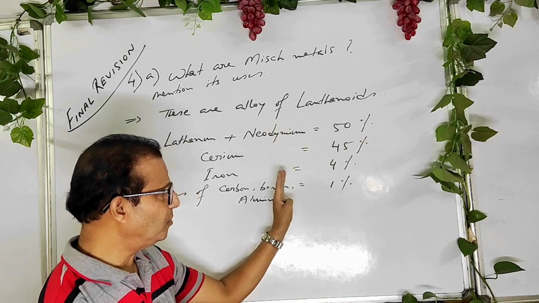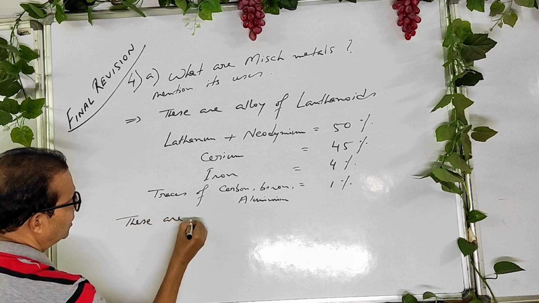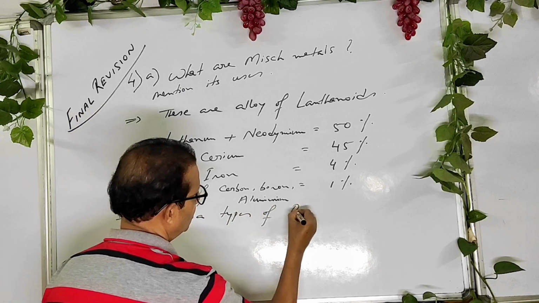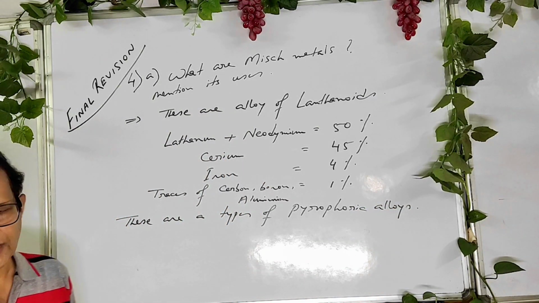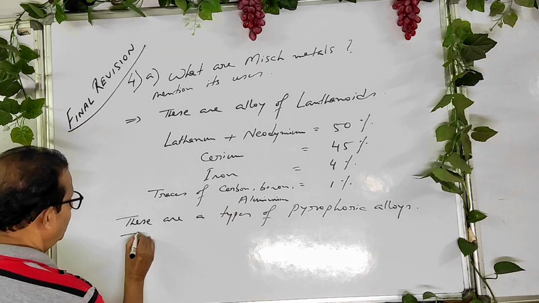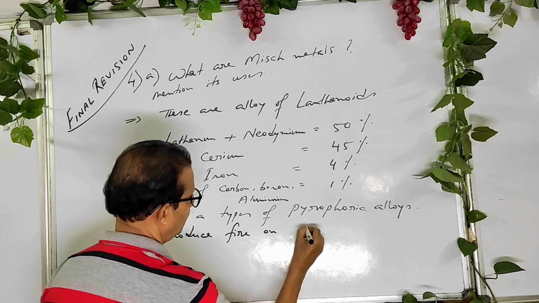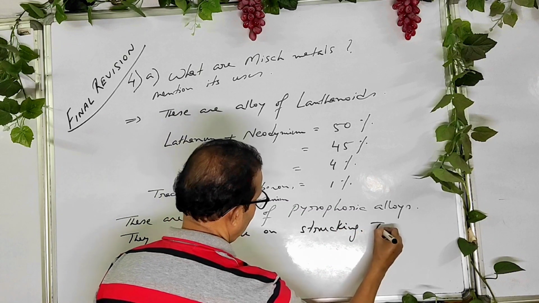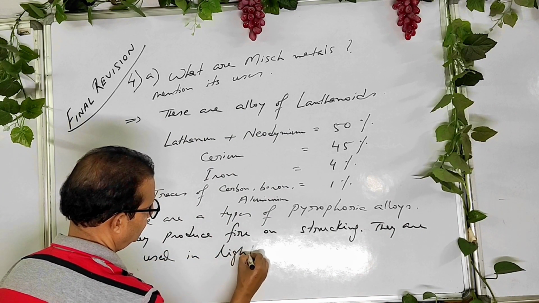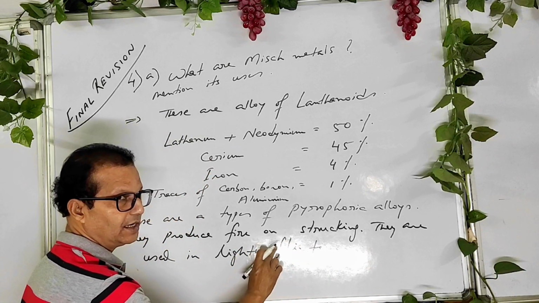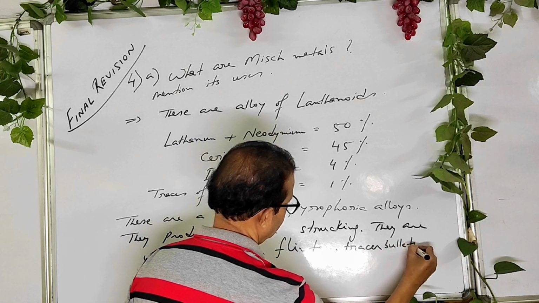Actually, I don't think this will come. Write the composition. What are misch metals? These are the alloys of lanthanoids. These are types of pyrophoric alloy. What are pyrophoric alloys? They produce fire on striking. They are used in lighters, flints, that is the gas lighter, tracer bullets, etc.